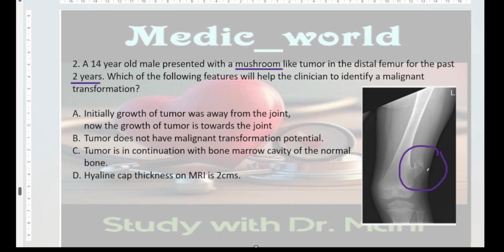And we all know that its malignant transformation can be identified by the growth of the hyaline cap, that is the cartilage, and growth of cartilage is seen on MRI. So the answer to this question is hyaline cap thickness on MRI of 2 centimeters. Whenever the thickness of the hyaline cap increases to 2 centimeters or more, then we can say it has transformed into malignancy.